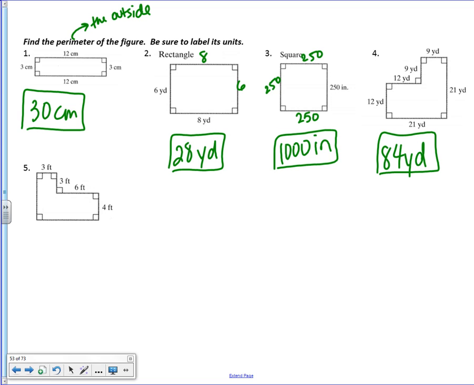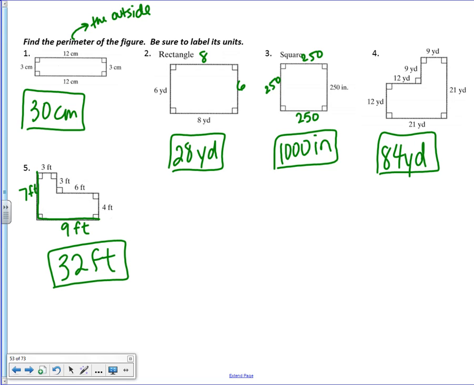Well, if I want the vertical side over here, that is made up of this vertical side and this vertical side, so that will be 7 feet. And if I want this horizontal side down here, that is made up of this horizontal side and this horizontal side, which would be 9 feet. And now we have all of the sides, so we can find our perimeter to be 32 feet.